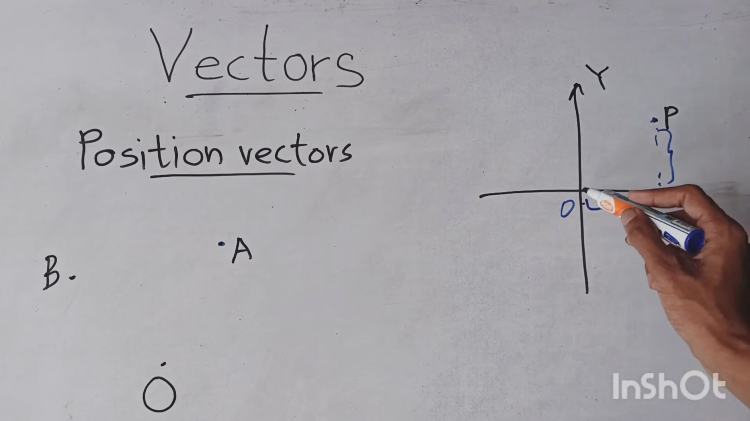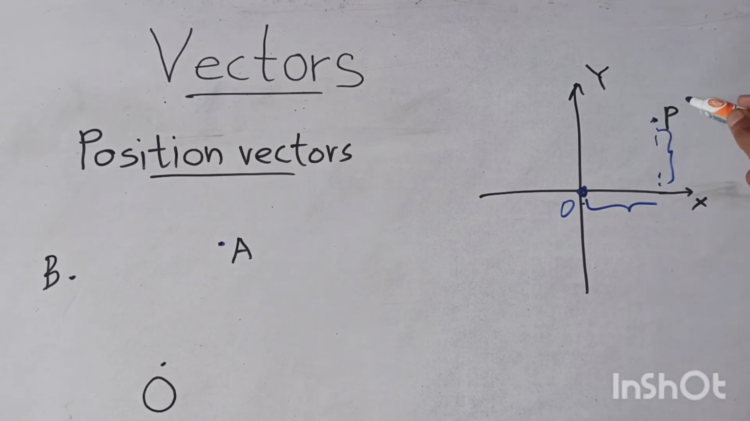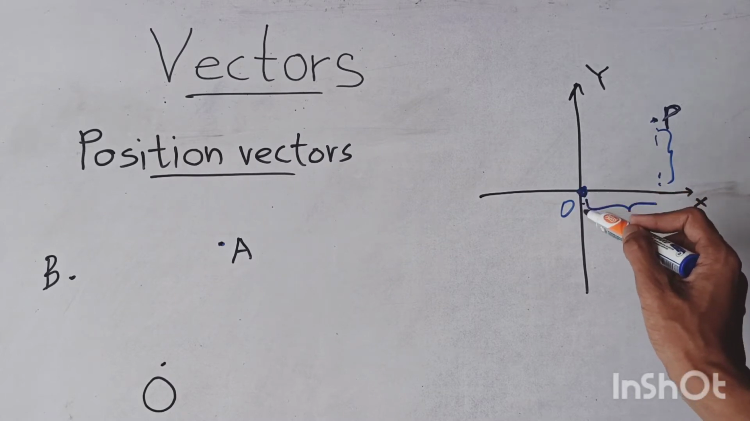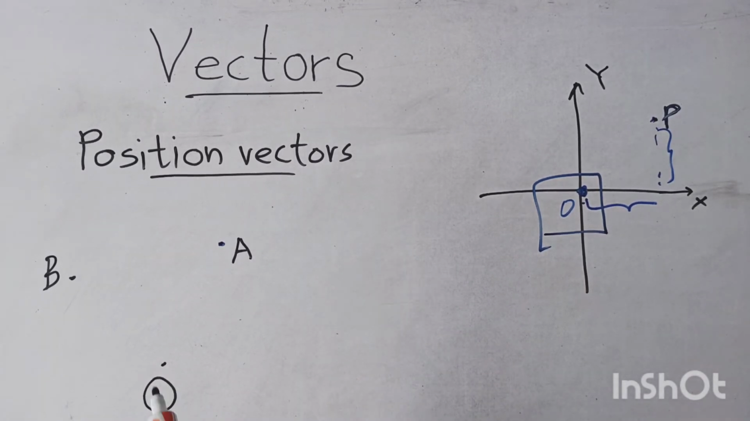From this we can get a location of P relative to the fixed point O. Similarly, we can describe the location of a point using another non-fixed reference point.